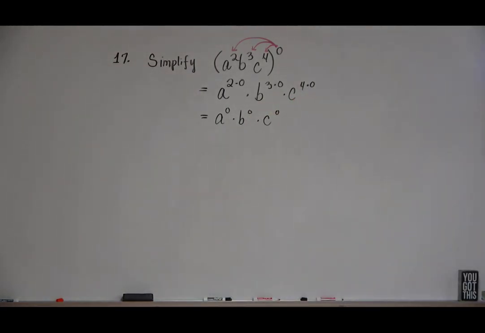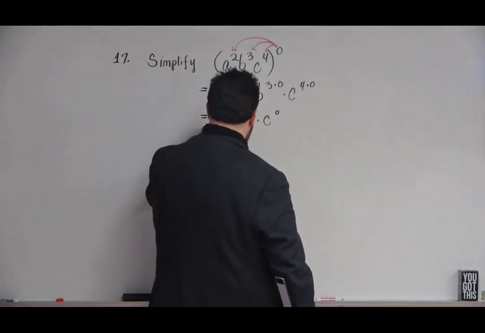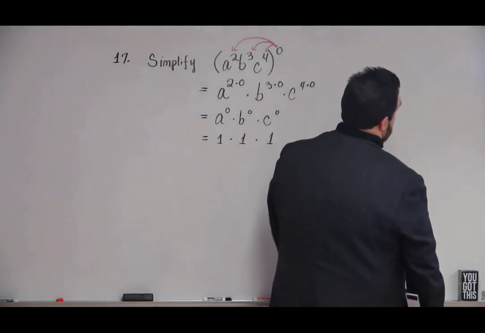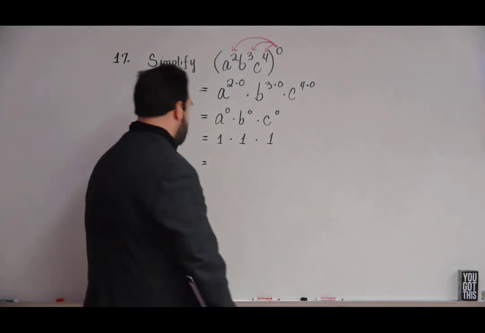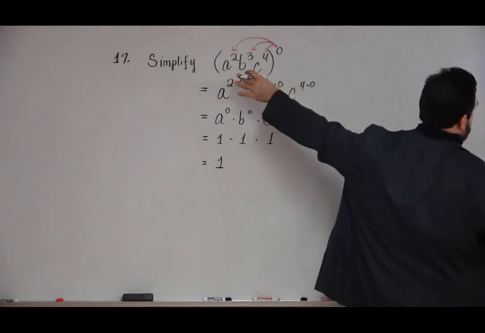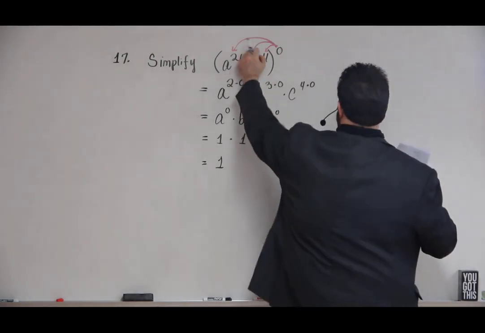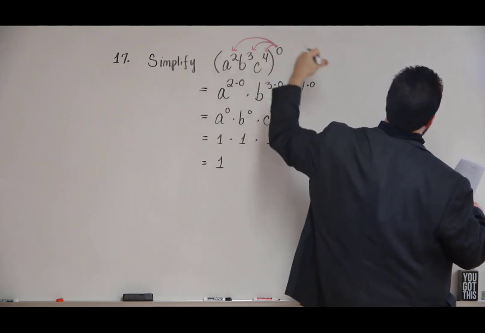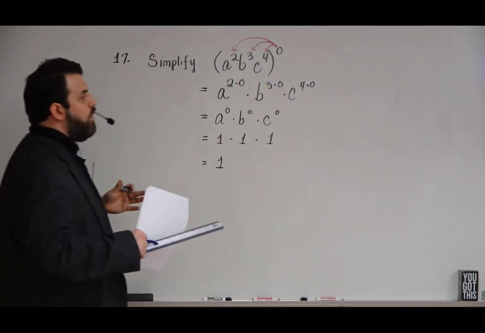Okay, so remember that anything raised to the power of 0 is 1. So this is really 1 times 1 times 1. 1 times 1 times 1 is 1. Ladies and gentlemen, this thing simplified to 1. And if you know your power rule, whatever's inside, the whole thing is raised to the power of 0. You're going to distribute that 0 to every single term, and so everything will be 1.